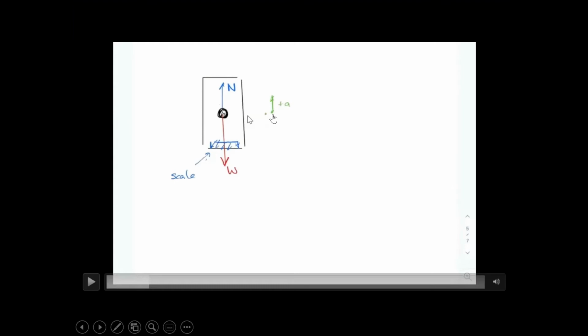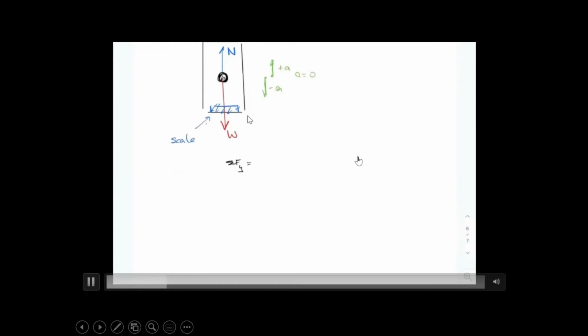Now, the elevator can accelerate in the upward direction, positive acceleration, or the downward direction, negative acceleration, or it could be moving at a constant speed or standing still. So there's no acceleration. So let's come up with a mathematical model for the apparent weight. I'll do a force summation along the y direction. N is up, W is down. Acceleration could be up, positive, it could be down, negative, or no acceleration. So net force is what causes the acceleration.